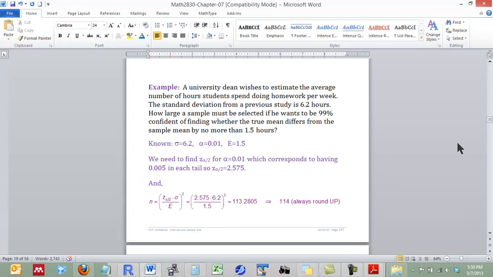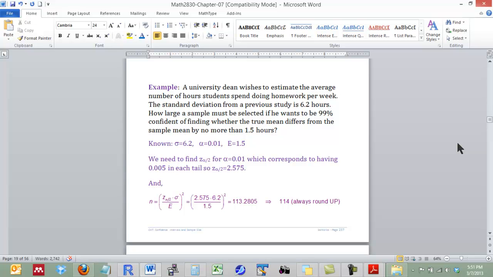Okay, so a dean wishes to estimate the average number of hours that students spend studying homework. They have a previous study, and so they're willing to assume that sigma, your standard deviation, is 6.2. A dean wants to be pretty confident in this average, so he is interested in having a 99% confidence level. And precision-wise, he wants to be within 1.5 hours. So give me the sample size needed to get within 1.5 hours of that mean.